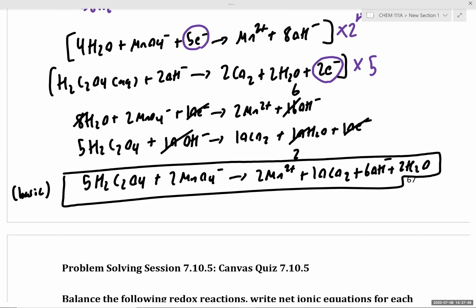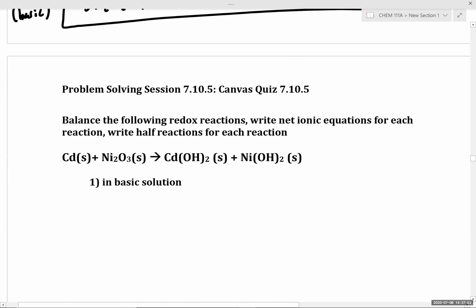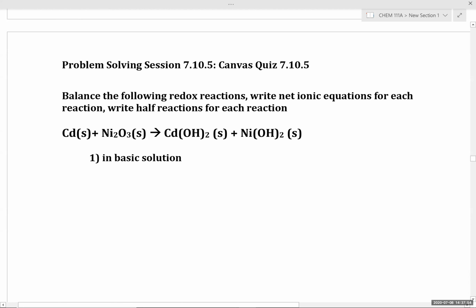Okay, so let's try to tackle a problem where we're balancing a redox reaction under basic conditions. Starting from scratch, let's do another redox balancing problem. I really want to make sure we're practicing this skill until we're completely comfortable with it. You'll see at least 1 to 2 redox balancing questions on your exam 3 and final. So you want to make sure you're comfortable with this topic.